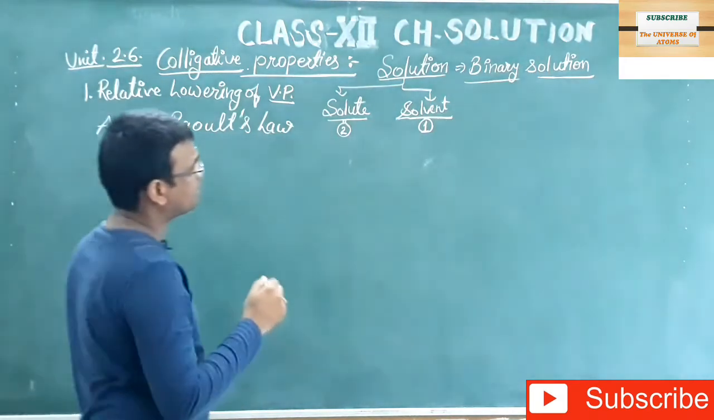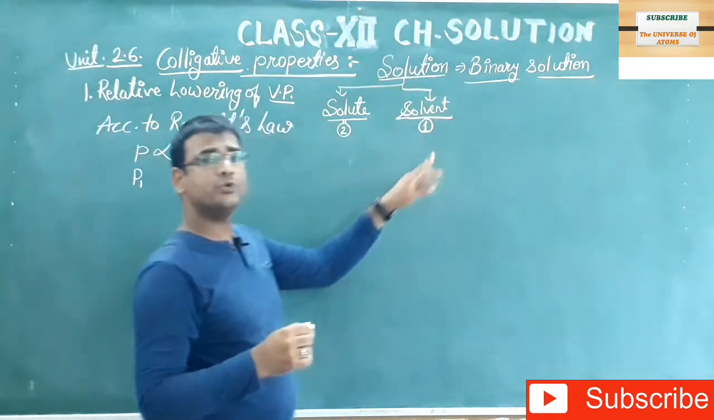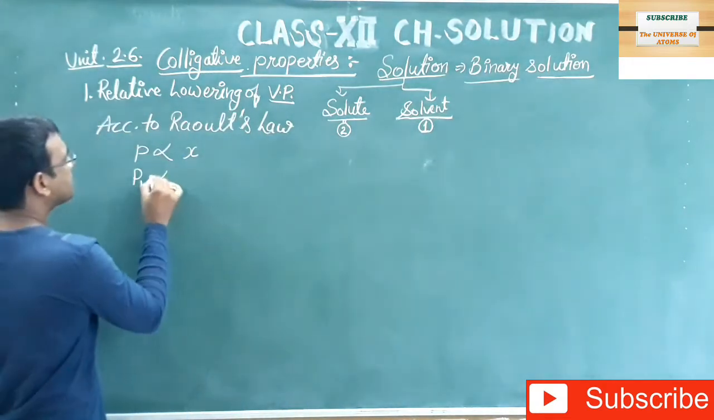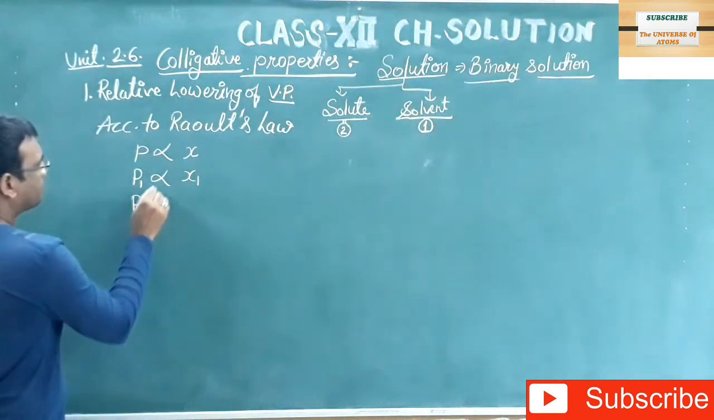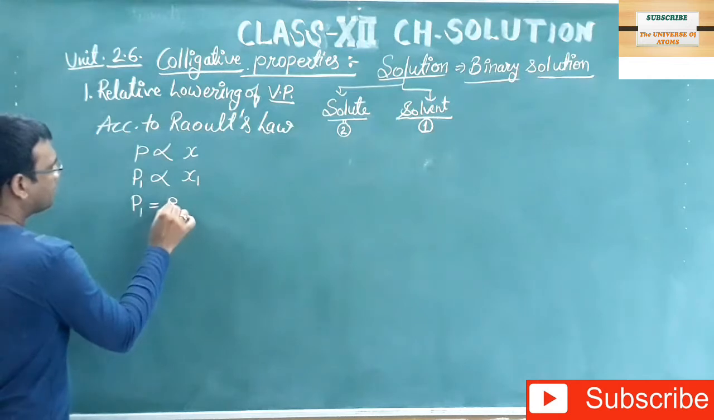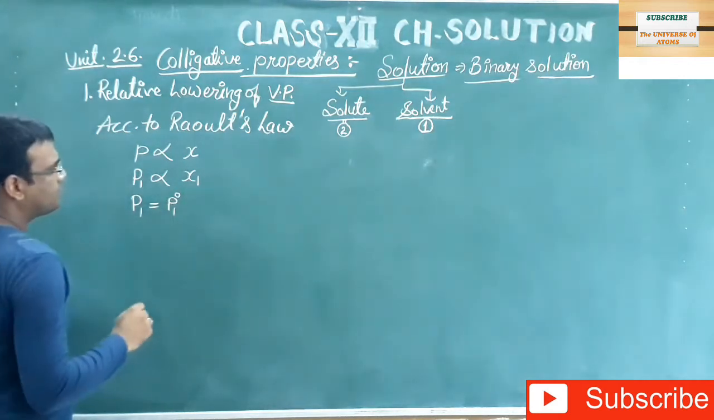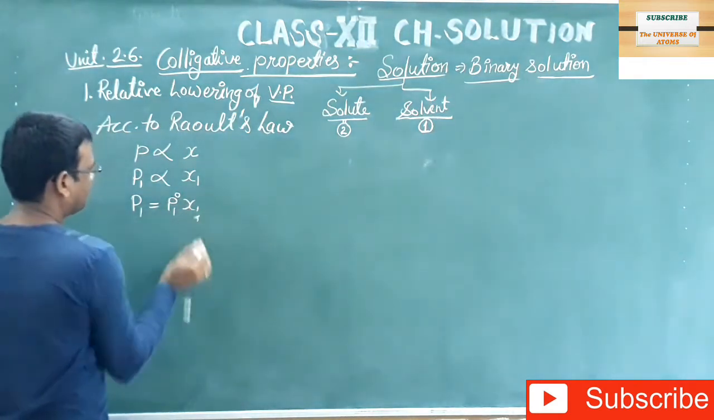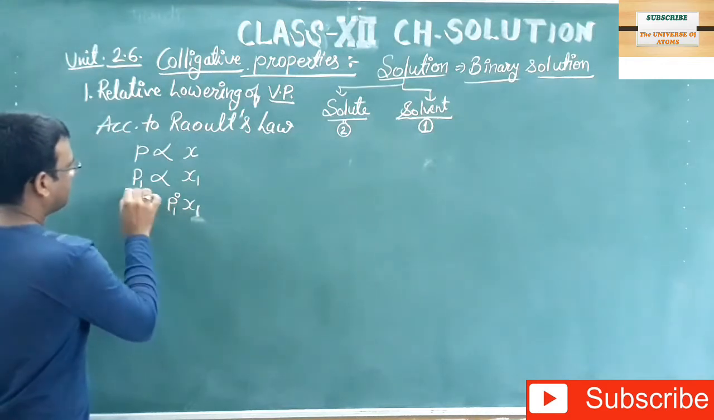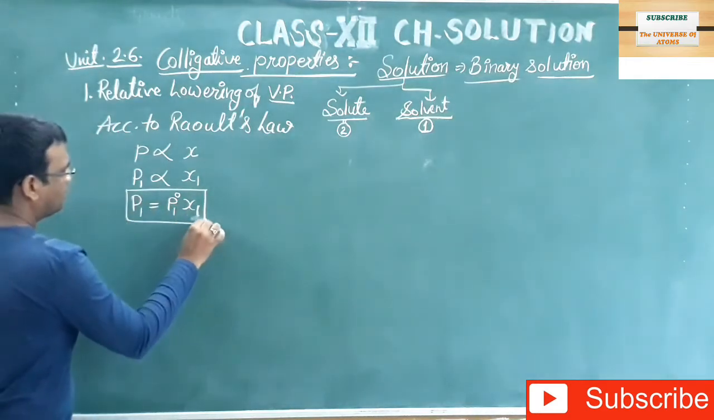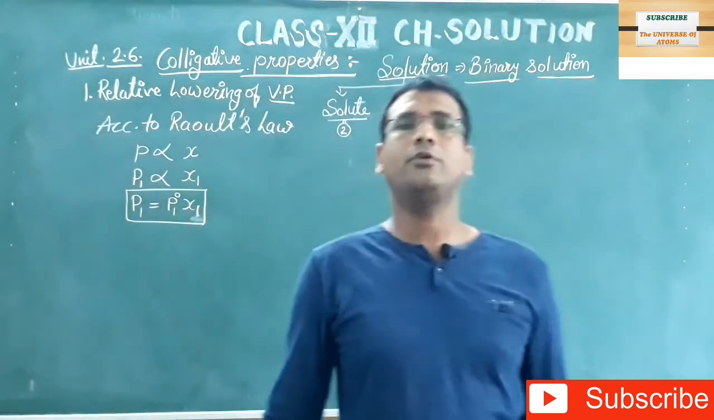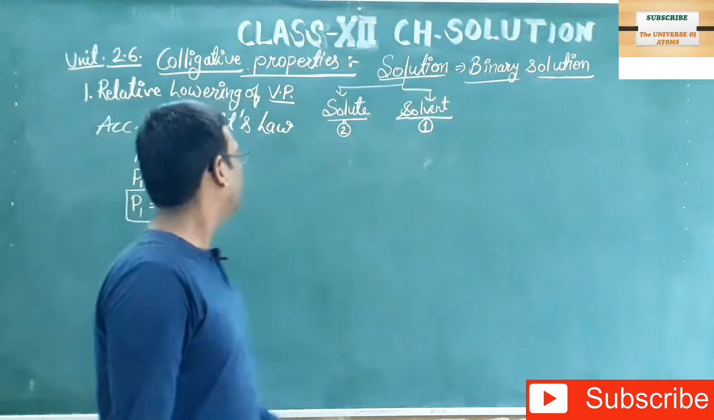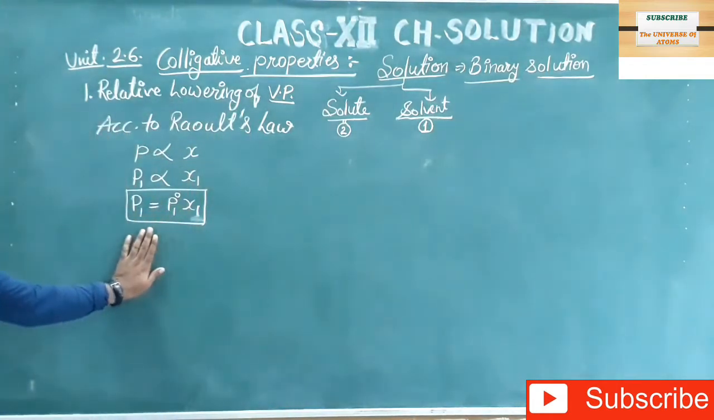Now what did I say? Subscript one will be used for solvent. P1 is directly proportional to x1. If we remove the proportionality sign, then we get one constant, that is the vapor pressure of pure solvent, P1 naught. This is the relation which we have already discussed in our previous classes.